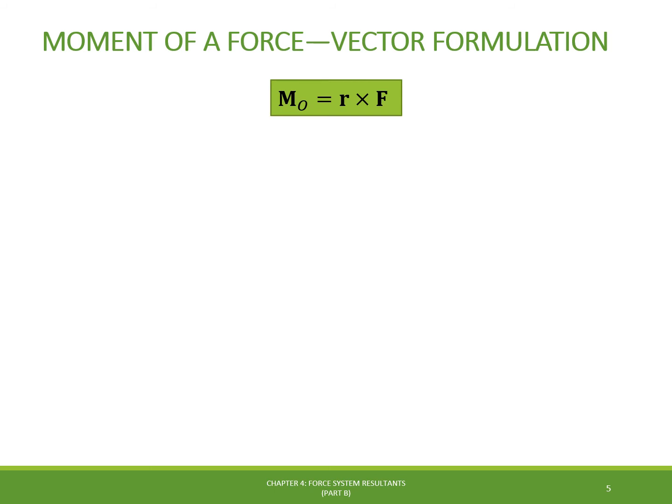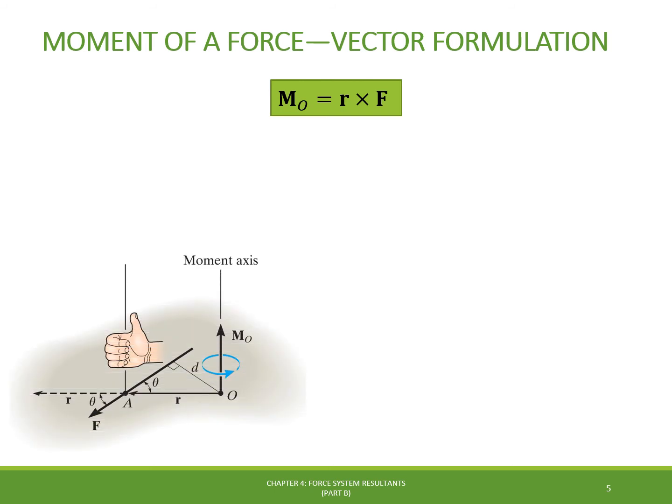This vector representation of the moment as a resultant of a cross product operation can be seen in this figure. We can see here that the angle theta between the position vector r and the force vector F plays a major role on the definition of the moment arm d. With this in mind, the magnitude of the moment can be defined by this formulation here.